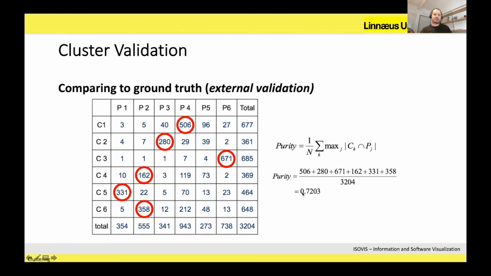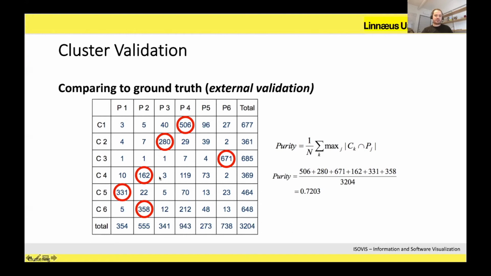And then you could say, okay, this clustering has a purity of 72%, or 0.72, because this clustering as a whole got, let's say, 72% of the points right in this definition of what a right is.